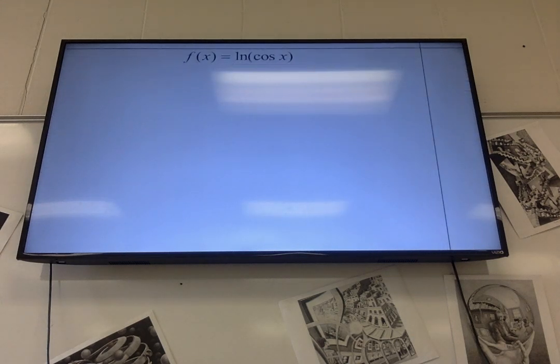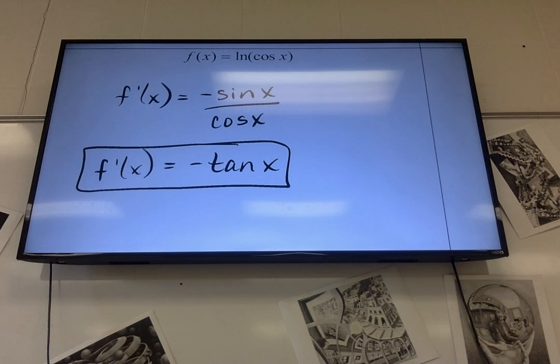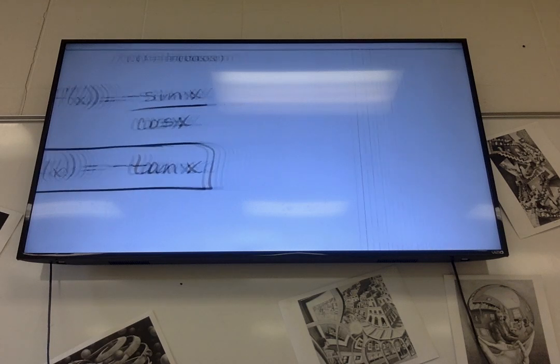Okay, what about this one? Brooklyn, what goes on top? Negative sine of x, because the derivative of cosine is negative sine. What goes on bottom? Cosine. Does that reduce? Yes, that's the negative tangent. Sine over cosine is tangent. Cosine over sine is cotangent.